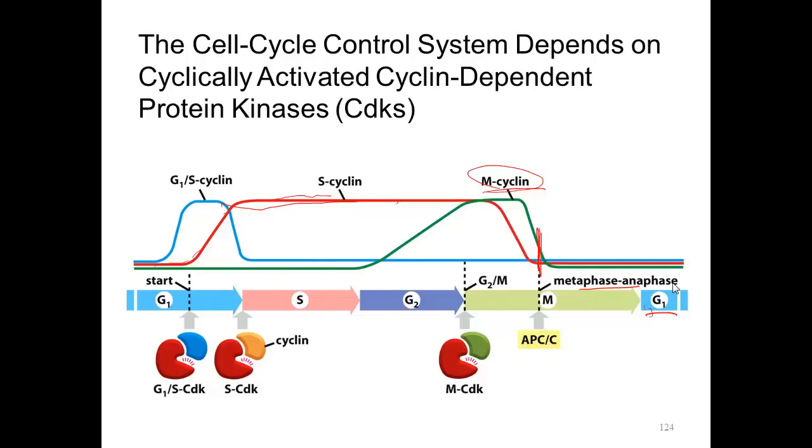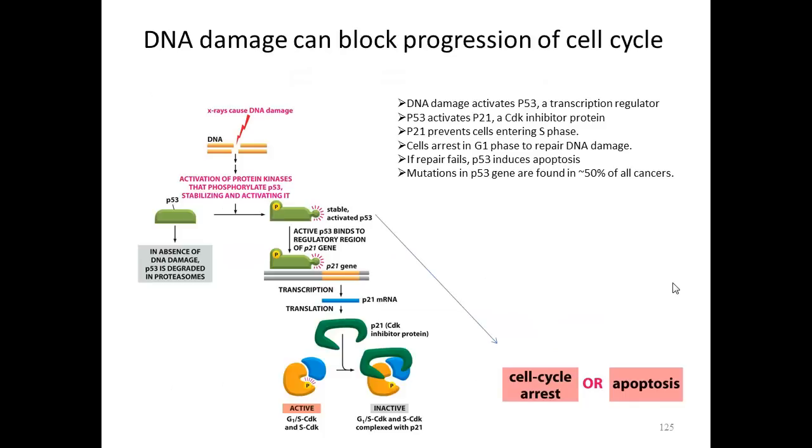One of the key proteins for regulating the cell cycle is this protein called p53, often referred to as the guardian of the genome. P53 is constantly synthesized and constantly degraded in the cell, so it's always maintained at low levels, but with high rates of synthesis and high rates of degradation.